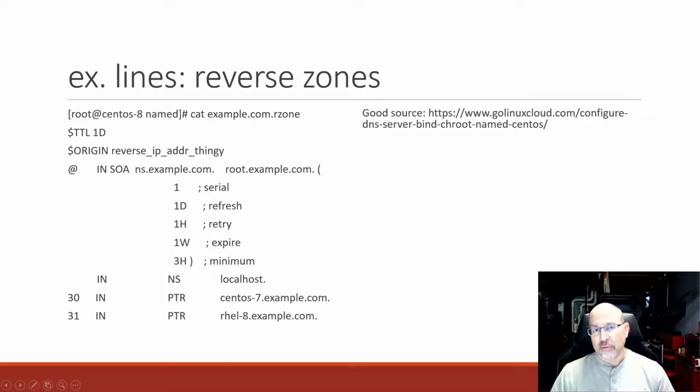And hey, look, reverse zone. Same thing, right? An origin, reverse IP address thingy. That's the internet-addr, right? Internet address.arpa format. And then here is what the pointer records would look like. We can notice here that I've just used 30 and 31. That's because I have an origin statement up here. If I didn't have an origin statement, they would be the full IP address over there.